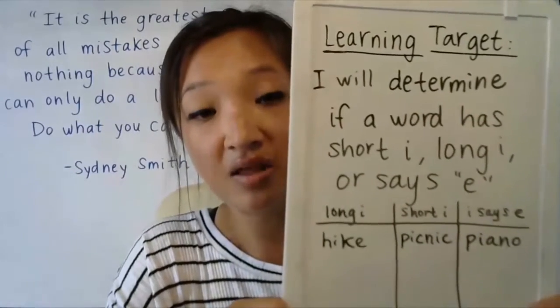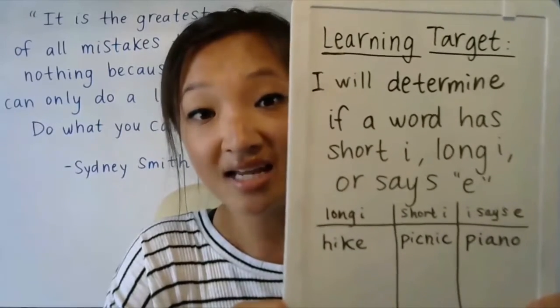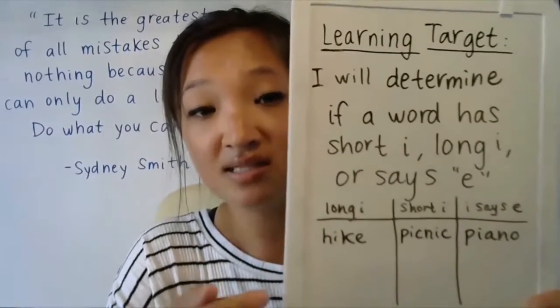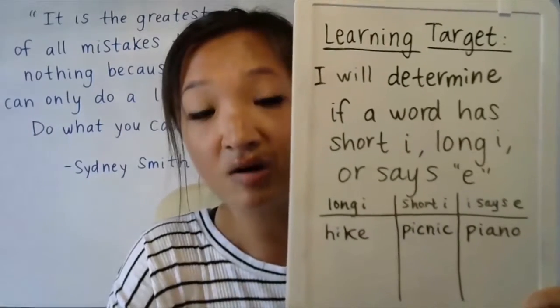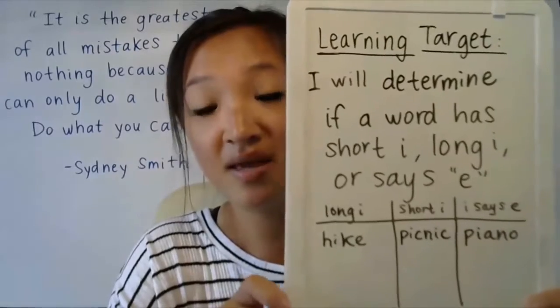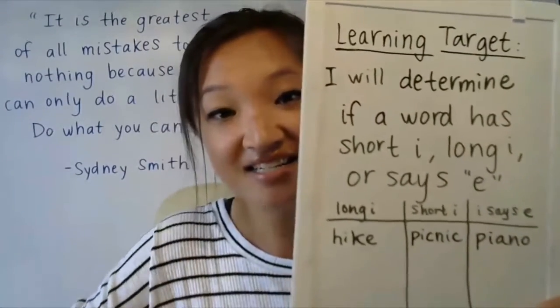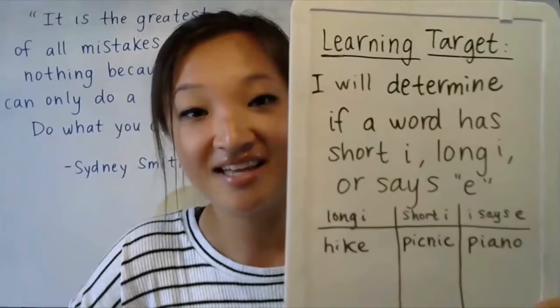So let's take a look at those three different vowel sounds. We're looking for words with i in it, and then deciding should it go in the long i sound, where it says i, the short i sound, remember what that makes, i, and then the i says e. So let's look for that when we're reading today.